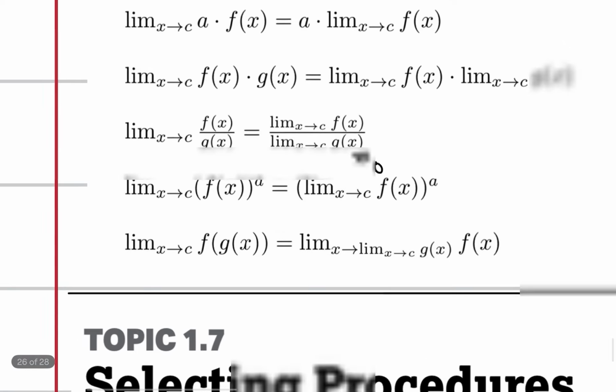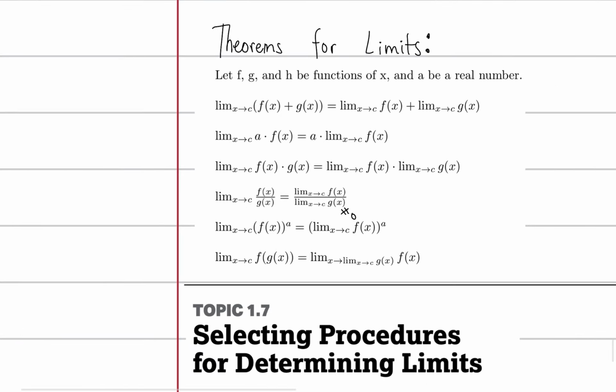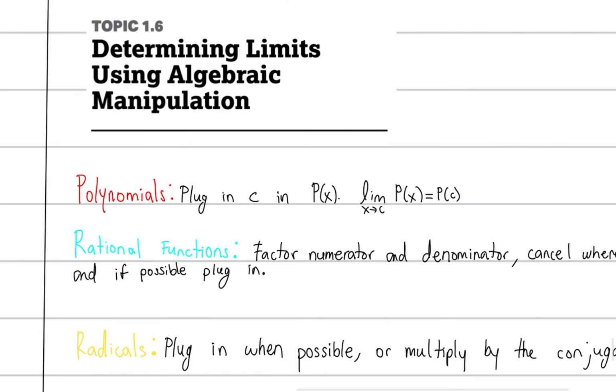What this means is that this big limit can just be evaluated by first finding the limit as x approaches c of g of x, which is our input for f of x, and plugging that in for a limit as x approaches that number of f of x. And I'll go a bit more on that in just a minute.